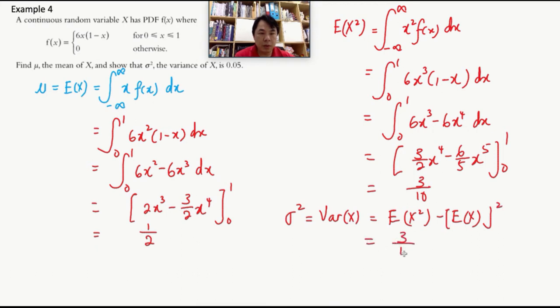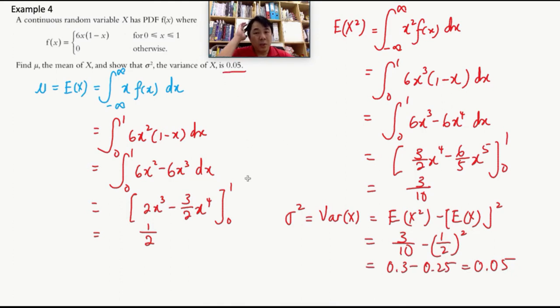Okay, so there is 3 over 10, subtract off the square of the mean. So that is typically 0.3. Subtract off 0.25. That will give us 0.05. Now that will be our variance. Yes, we managed to show that the variance is actually equal to 0.05. Right. So I hope that is clear for the first part.